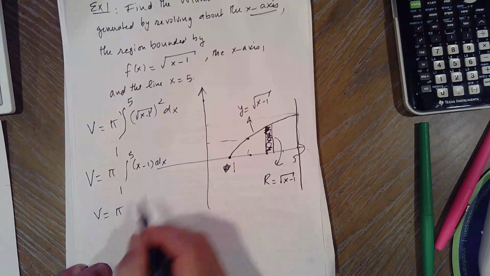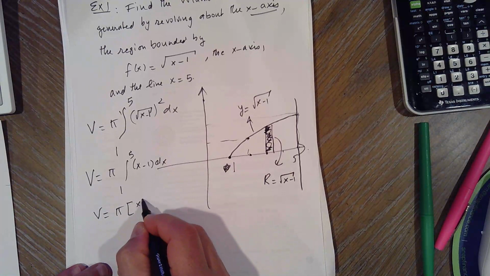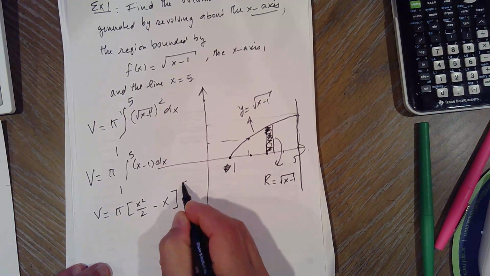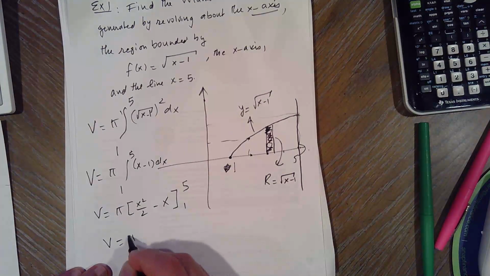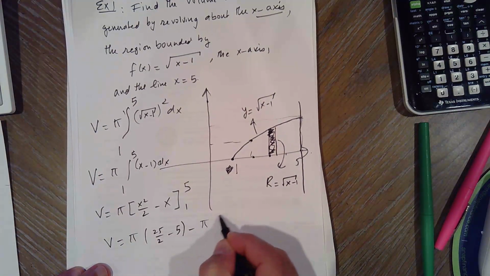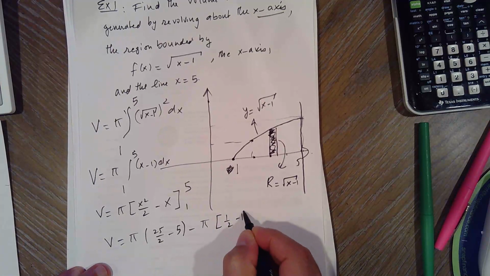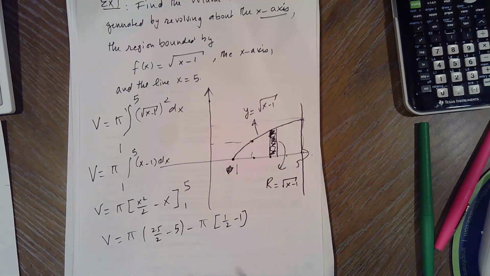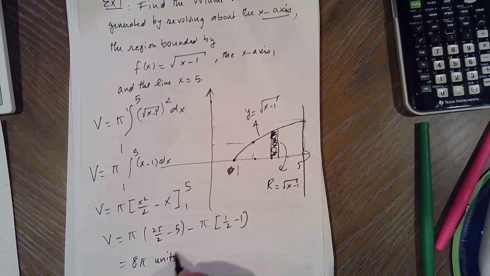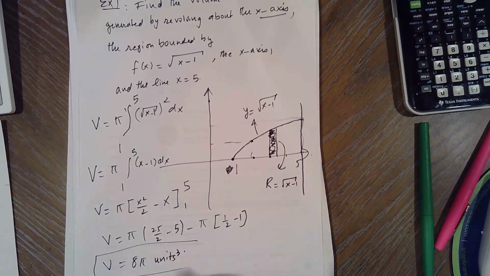So if we integrate x dx, we get x squared over 2. Integrate dx, we get x, from 1 to 5. So that's 25 over 2 minus 5, and then minus 1/2 minus 1, times pi, which is 8 pi, and it's a volume, so it's cubic units. Okay.